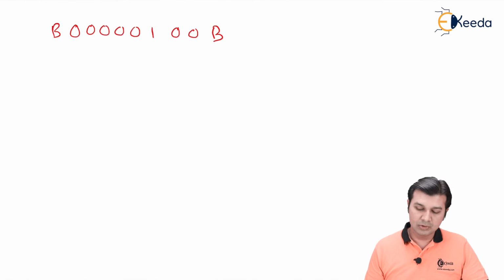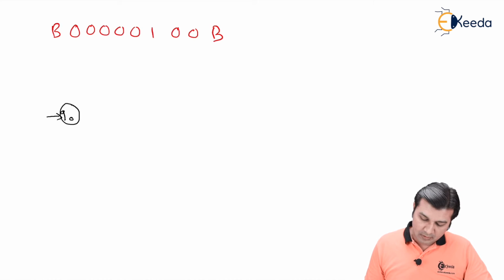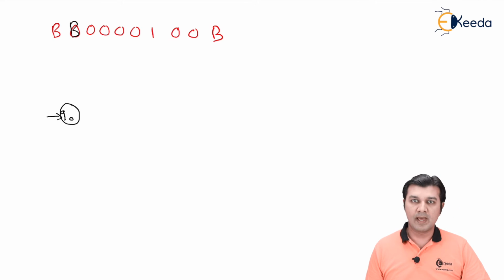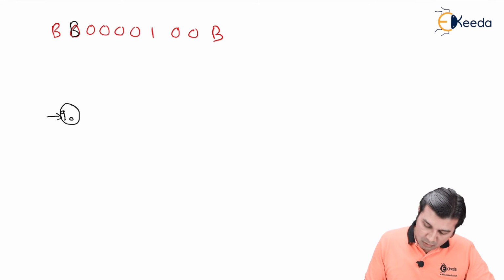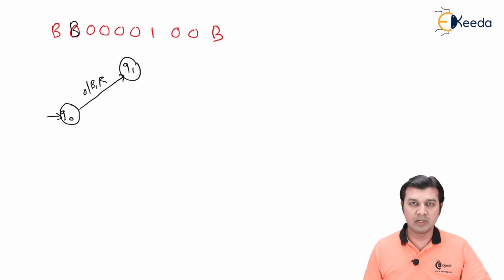So let's get started. Currently we are in state Q0. In Q0 state, we realize we get a 0. So we are going to convert this 0 to blank. Therefore, let's go to the state Q1 over here. Q0 on getting a 0 is going to get it converted to blank and move to the right.